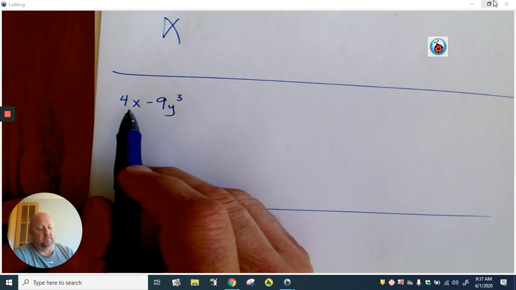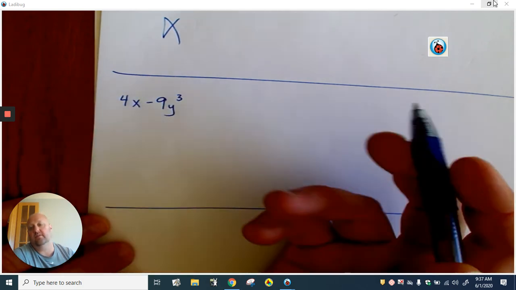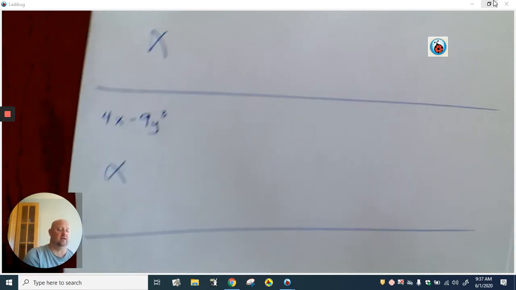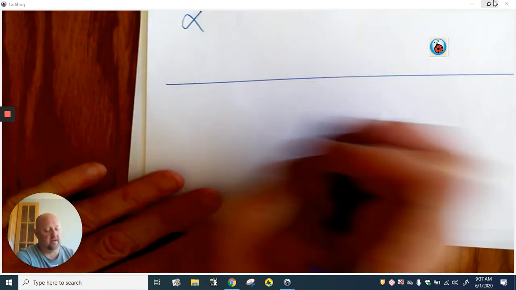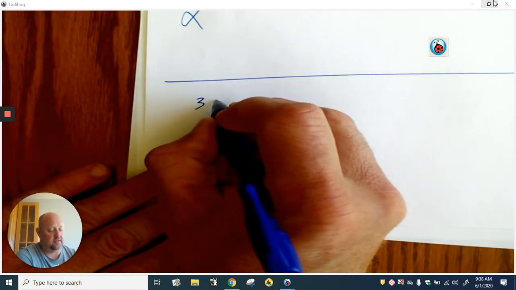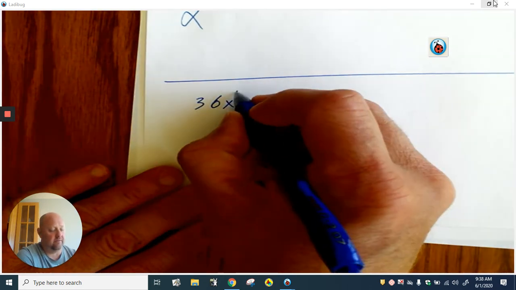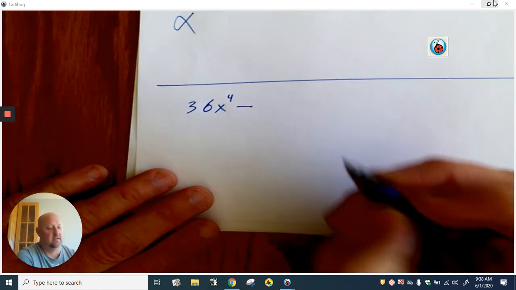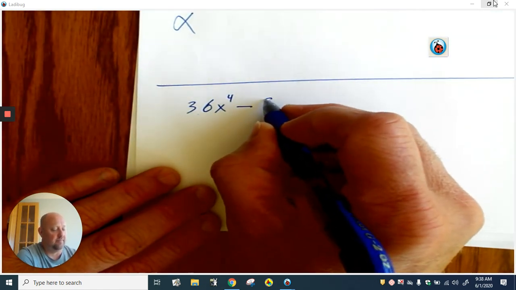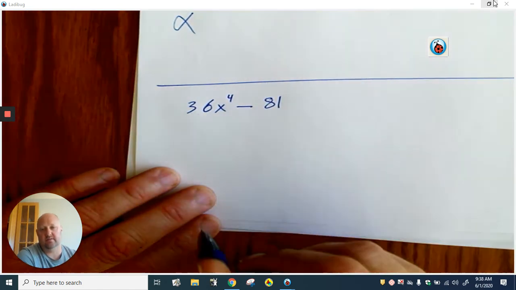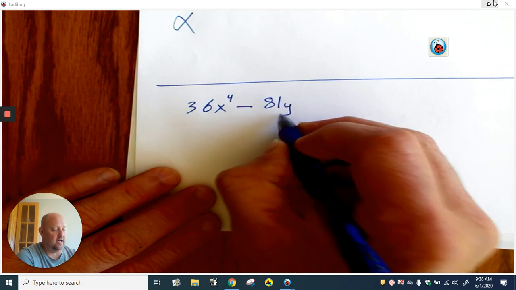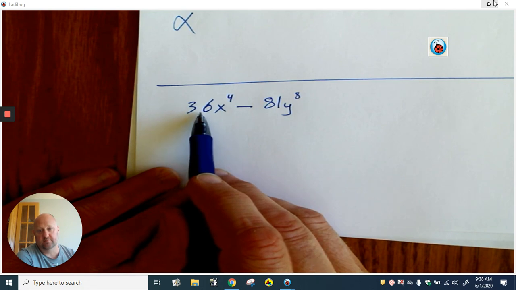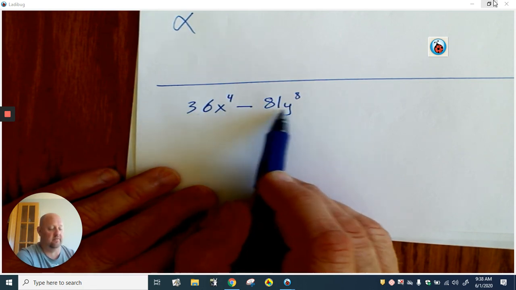If you see odd exponents, this has an exponent of 1, that has an exponent of 3, you're done. That's not a difference of two squares. There's nothing you can do there, okay? So it has to be something like 36x to the fourth. This has to be a perfect square. You have to have an even exponent. It has to be a minus. It has to be something like 81, because that's a perfect square. And you could have a y to the 8th, as long as these are even. Great. Perfect square, I can take the square root of that. Perfect square, I can take the square root of that.